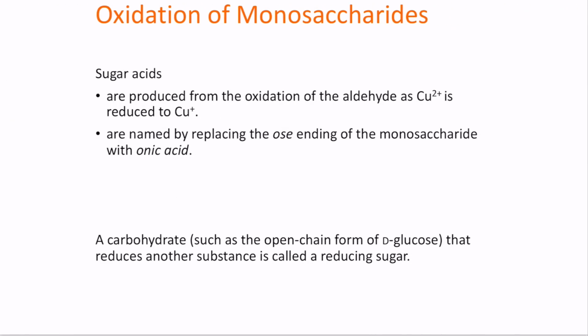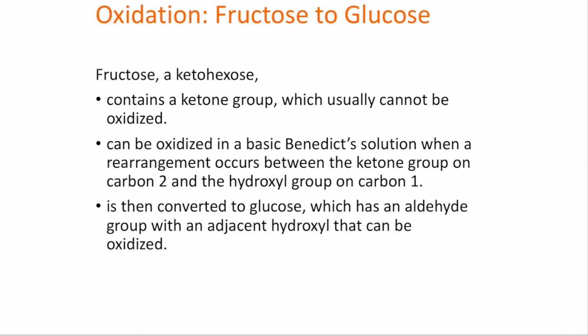Sugar acids are produced from oxidation of the aldehyde, which reduces Cu2+ to Cu+. We basically replace the -ose ending with -onic acid, so glucose becomes gluconic acid. This is how we can talk about oxidation. The fructose here is a ketohexose.